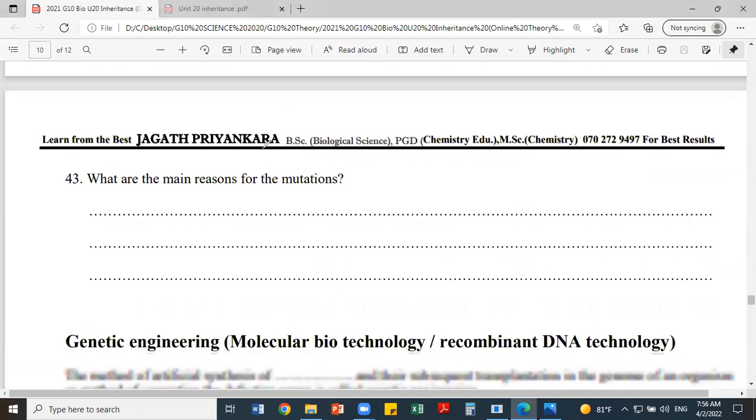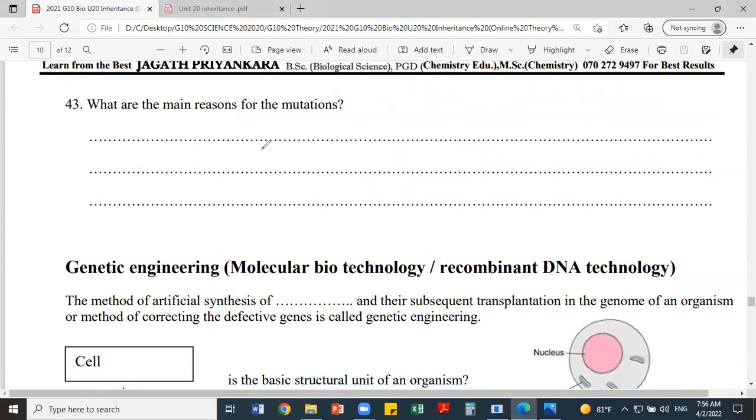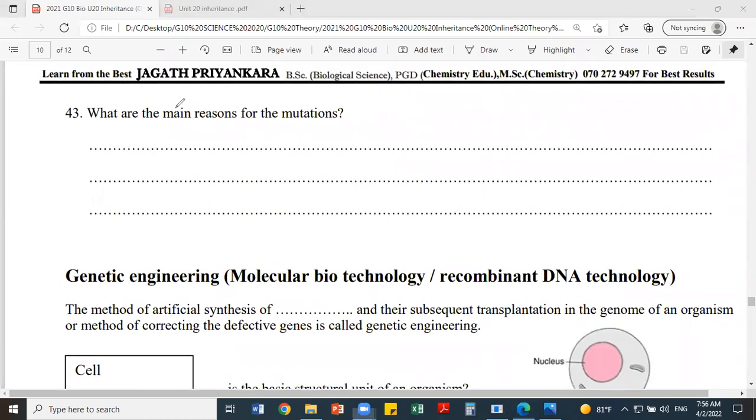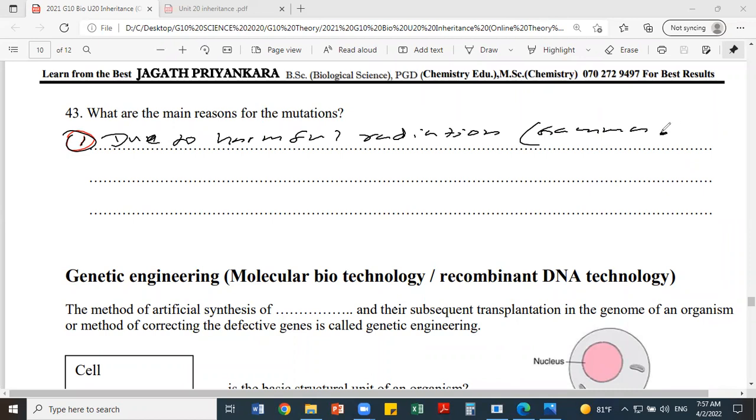Then next one, the main reasons for the mutation. So what are the main reasons for the mutation? Number one, due to exposure to harmful radiations. Due to harmful radiations. For example, you can write nuclear radiations. Example, you can write gamma rays or X-rays.